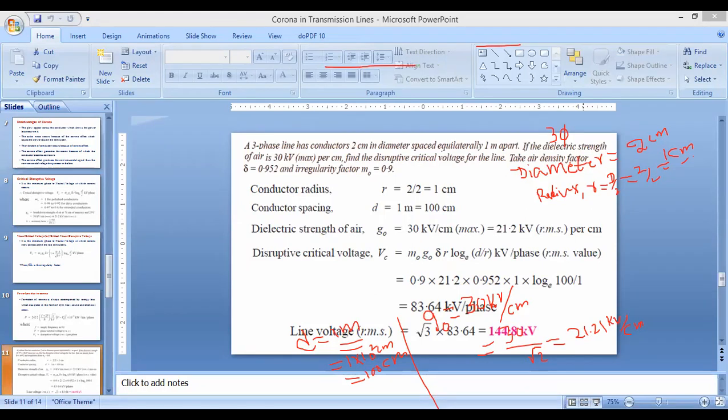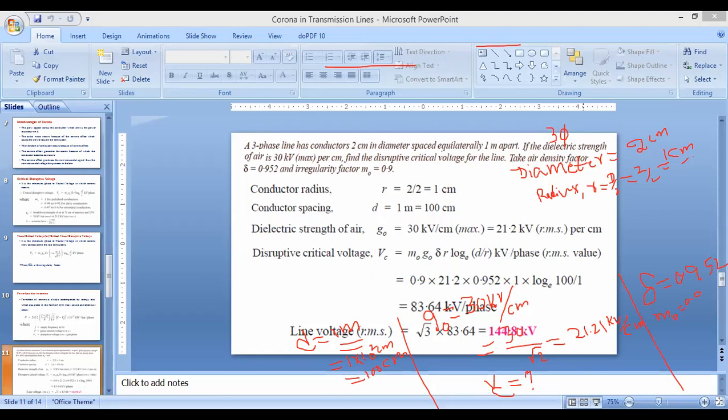Find the disruptive critical voltage. Here we want to find the disruptive critical voltage, which is represented by Vc. Take air density factor, that is given in the problem, delta equal to 0.952, and the irregularity factor, represented by m0, m0 equal to 0.9.